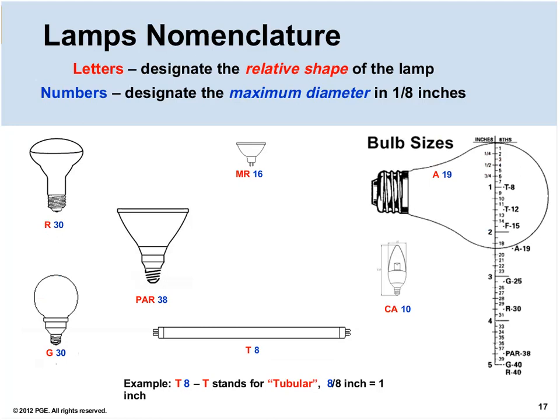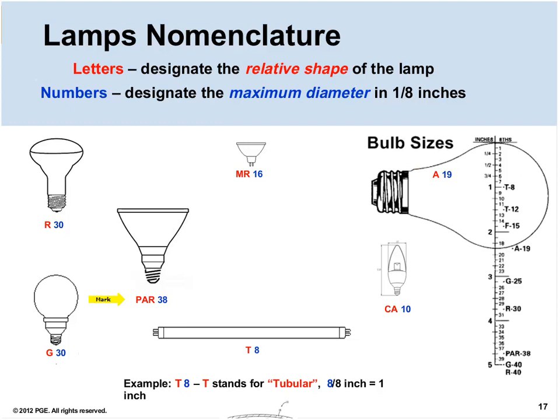Over here you have a globe, which is 30/8, a reflector lamp, which is an R, an MR16, a multi-mirrored reflector. This one's a candle. The common light bulb is very often known as an A19. And this one, a directional lamp, is a parabolic aluminized reflector that is 38/8 of an inch, or about 4 3/4 inch in maximum diameter.